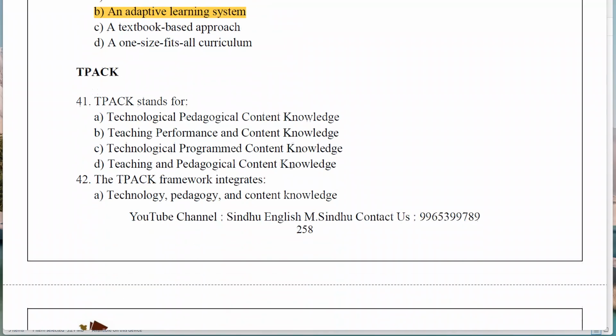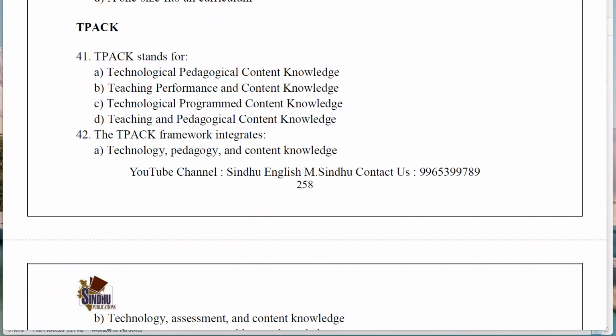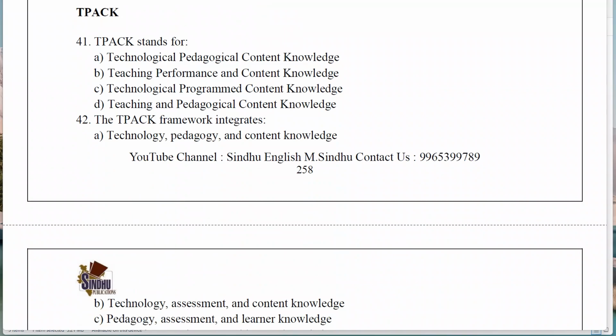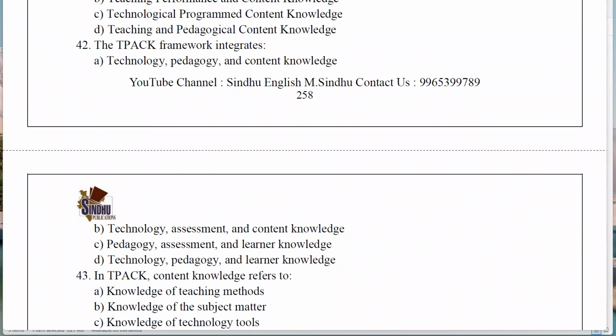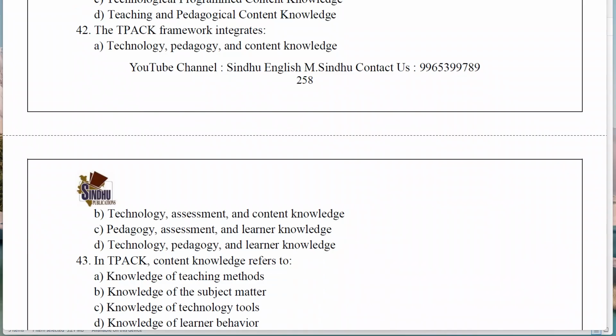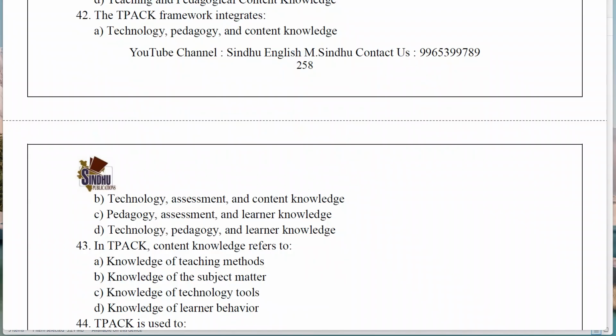Next, TPACK. TPACK stands for Technological Pedagogical Content Knowledge. The TPACK framework integrates technology, pedagogy and content knowledge.